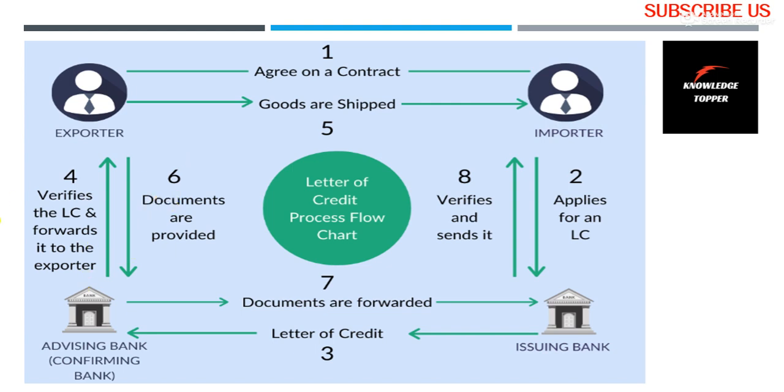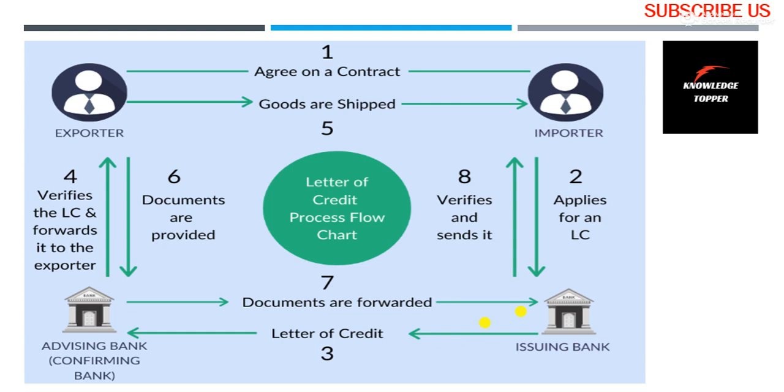In the seventh step, the documents are forwarded. The advising bank sends the documents to the issuing bank, and the amount is paid, accepted, or negotiated as the case may be. The issuing bank pays the amount to the advising bank in this step.